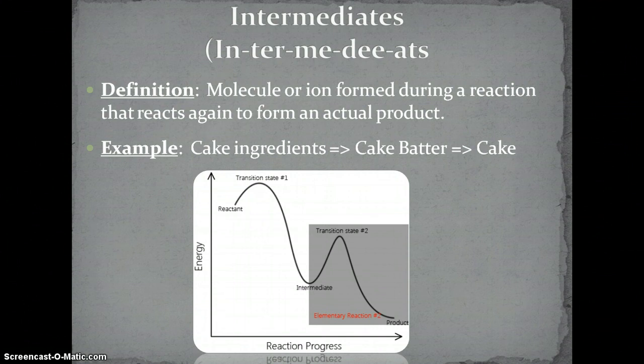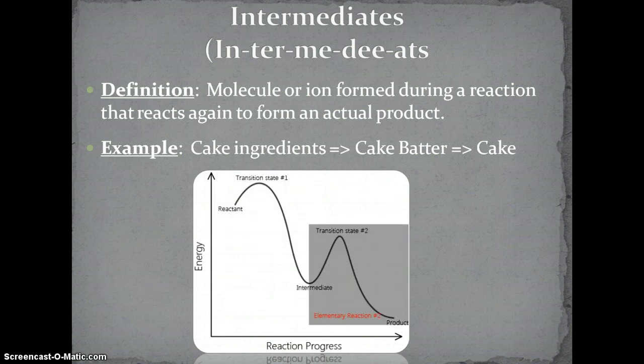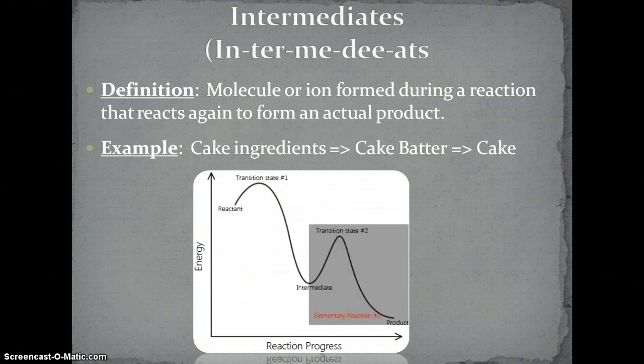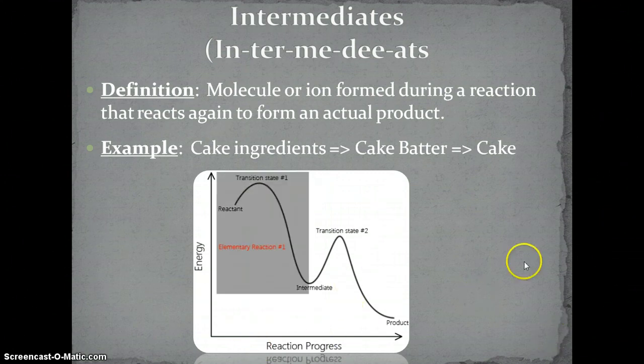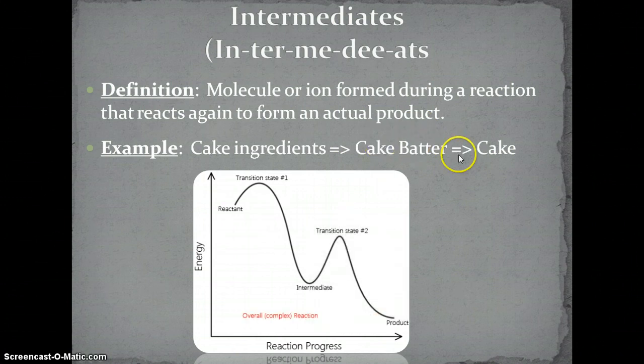Intermediates. An intermediate is a molecule or ion formed during a reaction that reacts again to form the actual product. An example would be cake ingredients: you have your eggs just out of the carton, your sugar, your flour still in the bag. Before those reactants finally turn into the final product, in the middle they're cake batter. It's not quite cake yet, and the reaction has already started. A reaction intermediate is what's in the middle. It's not the product, but it's still one of the steps along the way.